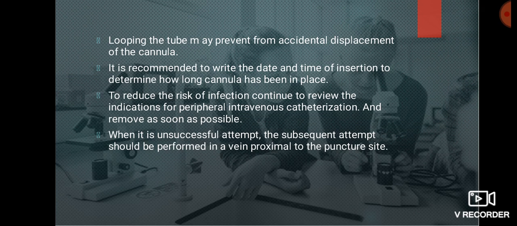It is recommended to write the date and time of insertion to determine how long the cannula has been in place. To reduce the risk of infection, continue to review the indications for peripheral intravenous catheterization and remove it as soon as possible. When an attempt is unsuccessful, the subsequent attempt should be performed in a vein proximal to the puncture site.